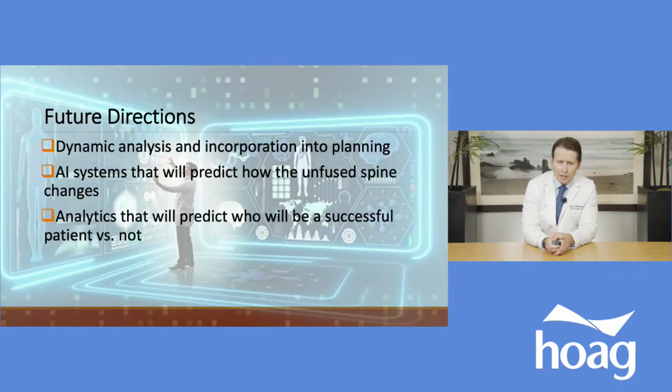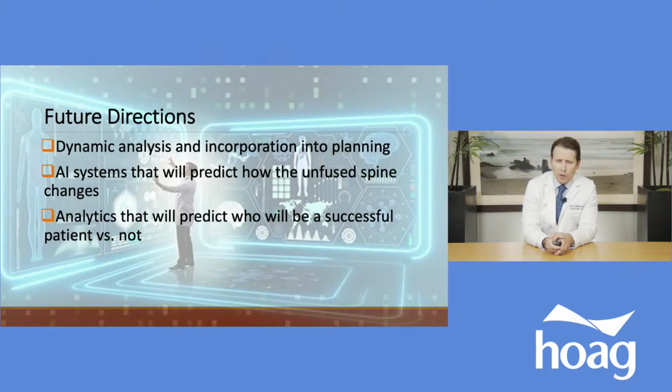As far as future directions, it's equally exciting. Right now, there's active research that is ongoing as far as dynamic analysis that is being incorporated into the planning, meaning that we are taking a patient's gait prior to surgery, looking how they walk, and looking how this will be corrected after surgery. Artificial intelligence systems are continuing to be developed by different types of spine industry that will help us to determine what happens to the spine after surgery.